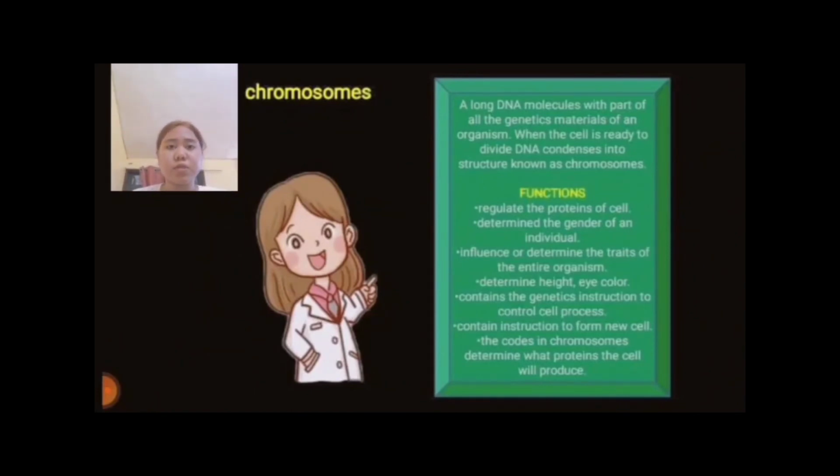So, what is chromosomes? Chromosome is a long DNA molecule with part of all the genetic material of an organism. When the cell is ready to divide, DNA condenses into structures known as chromosomes. So, when you say chromosomes, guys, it is present in the form of strings of DNA protein molecules called chromatin. The chromatin is classified further into heterochromatin and euchromatin.